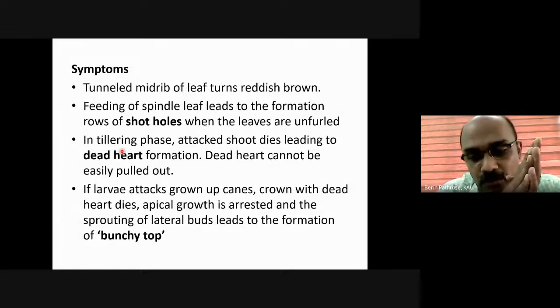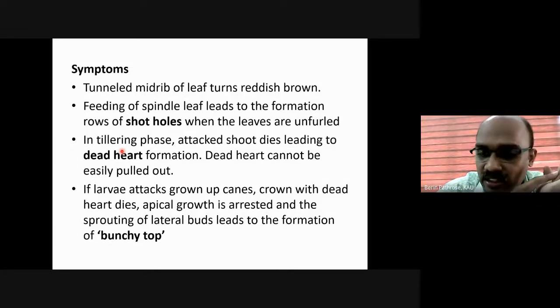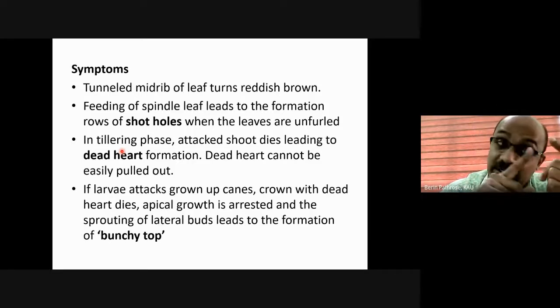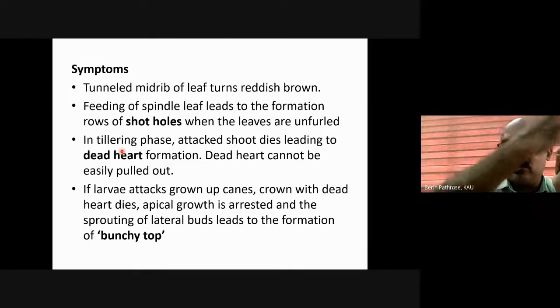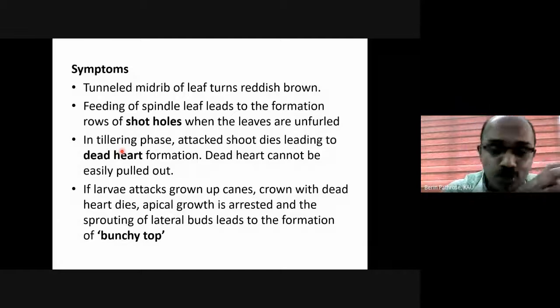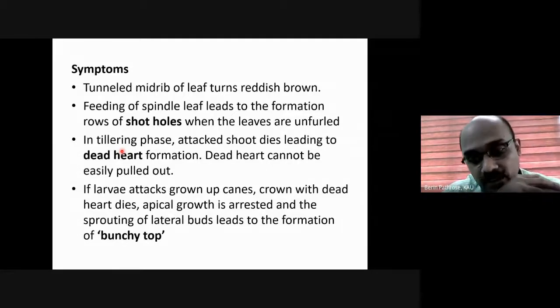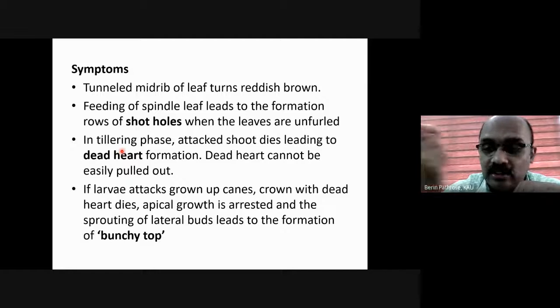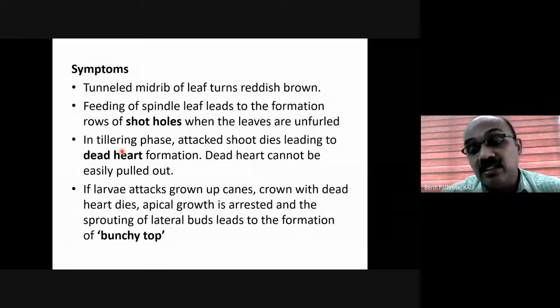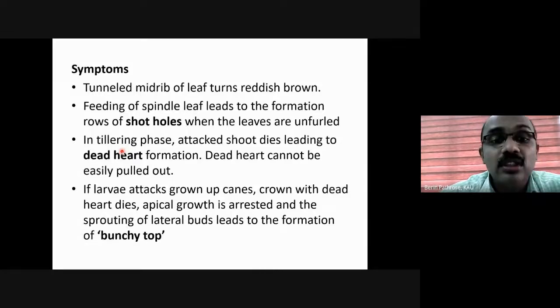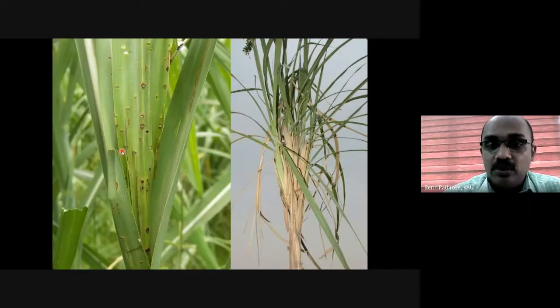So coming to the symptoms of top borer, there will be reddish brown discoloration of the midrib. Then there will be a row of short holes, which I told you how it happens. Then there can be dead heart, which cannot be easily pulled out, if it happens during the tillering stage. But usually the damage occurs in the maturity phase, wherein the central shoot will be killed and there will be sprouting of the lateral buds, leading to the formation of a symptom called bunchy top. This I told you. Here you can see bunchy top.